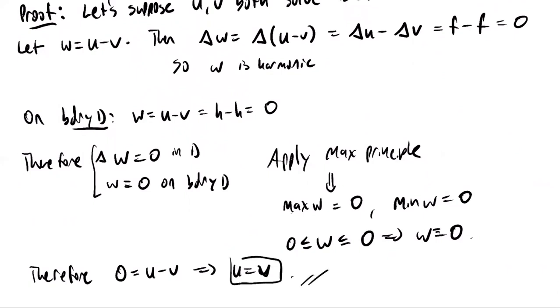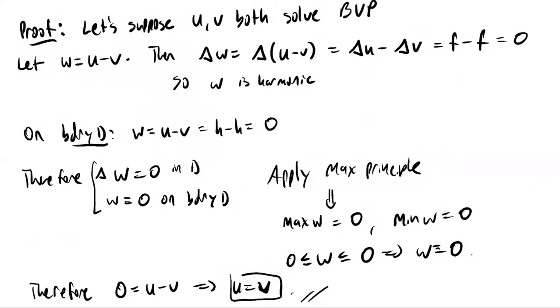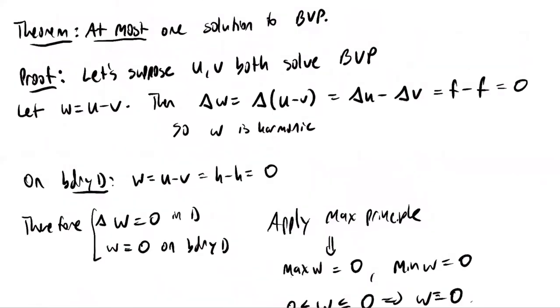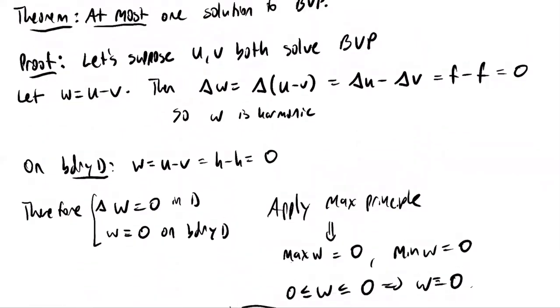And so that's the proof. Again, very similar to what we saw in the case of the diffusion equation. Again, the key point was we want to show there's only one solution. So let's assume we have two and show that they're the same function. How do you show that they're the same function? Well, one way to do that is to show that their difference is equal to 0. And so we let w equal their difference. And since the equation is linear, that's a harmonic function. And then we apply the maximum principle.